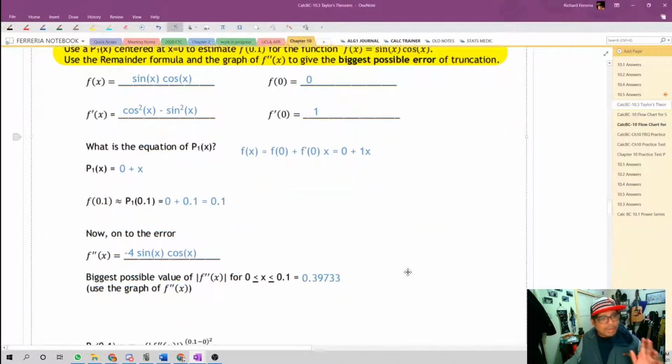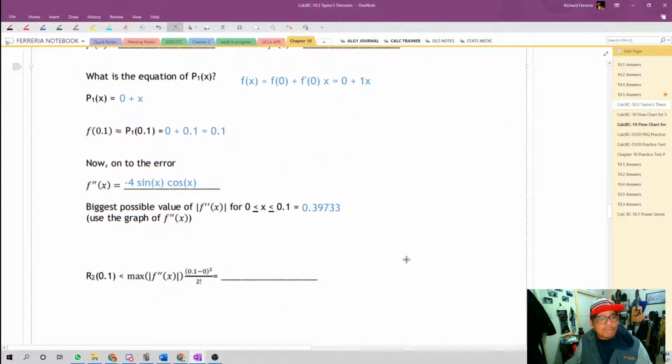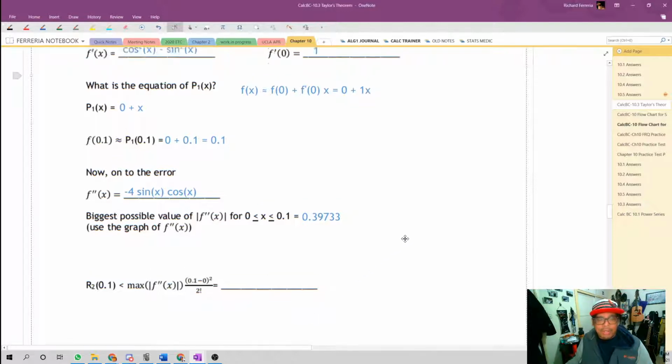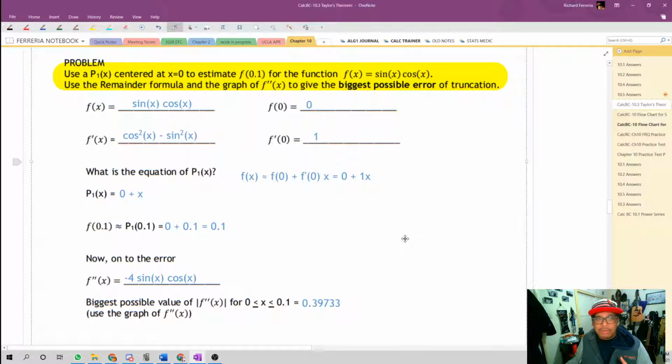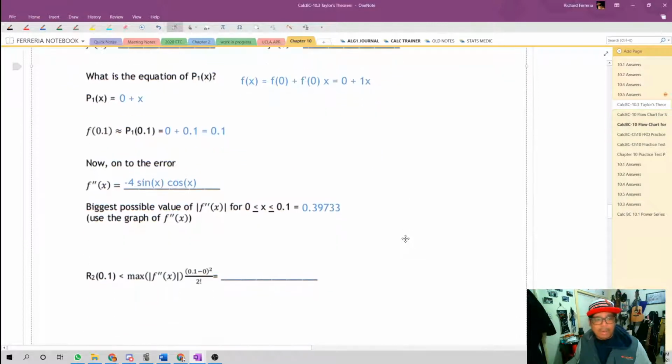Okay, now that we know that the biggest value of the derivative is 0.39733, we can figure out the maximum value of the remainder. And that's the important part here, not the actual value, although it would be nice to know the actual value. In practice, you wouldn't know the actual value, but you can give an estimation for the maximum value of that error. That's the important part. What is the maximum that this error could be?